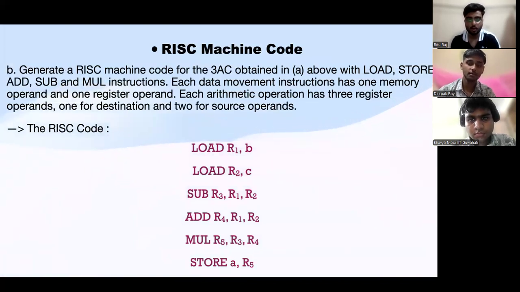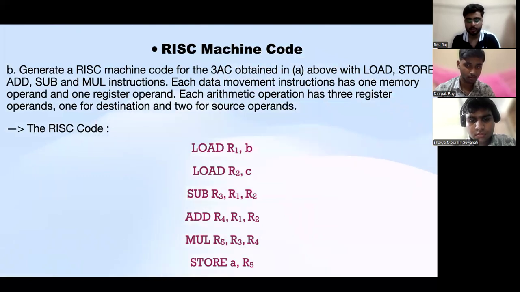Load R1, B means that the value of B will be loaded into a register, R1. As we load the values of B and C into R1 and R2 respectively, we can use those registers for the arithmetic operations, as they don't take memory values, they take register values. After loading B and C into registers, we perform the sub operation, like sub R3, R1, R2. Here we are storing the value of R1 minus R2 into a new register, R3. Now the value of B minus C is stored in R3.